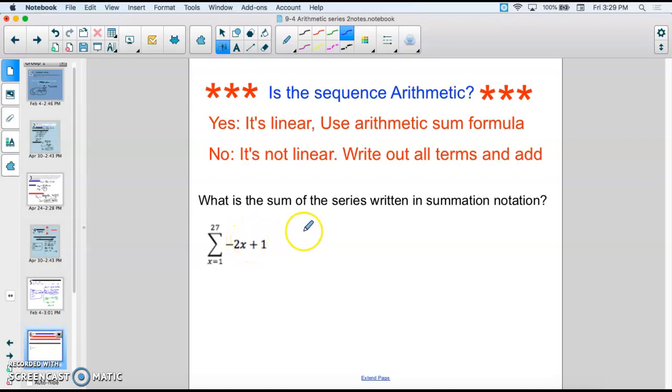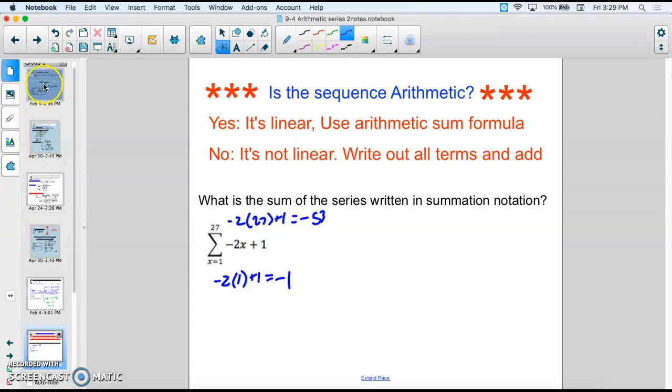Well, I know I need to figure out my first value. So let's do negative 2 times 1 plus 1. That's what? Negative 1. And then up here, negative 2 times 27 plus 1. That's negative 53, I believe. Check me on that.